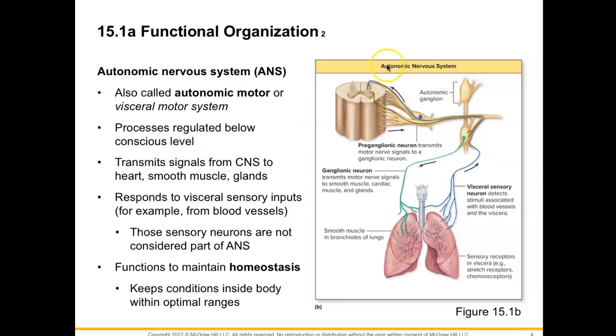So just to complete an explanation of this figure, we see two motor neurons for our autonomic nervous system. We have our preganglionic neuron that is sending a motor nerve impulse through it to what's known as a ganglionic neuron. It's going to synapse with its second motor neuron here, and this ganglionic neuron is going to transmit that signal down to the smooth muscles within the bronchioles of the lung here. But of course, we're going to see some motor transmission over to maybe some cardiac muscle or to some glands throughout the autonomic nervous system.